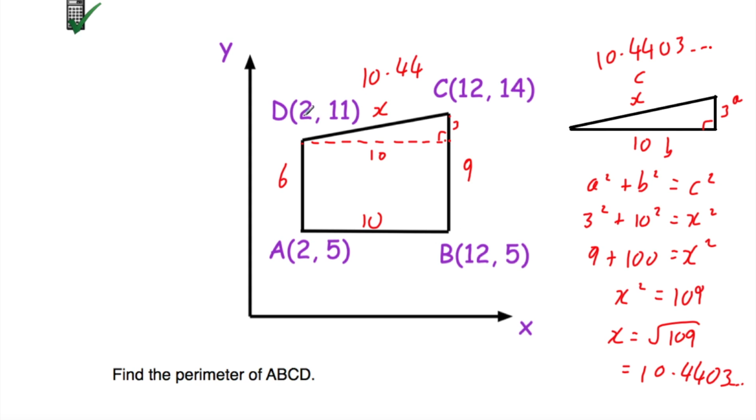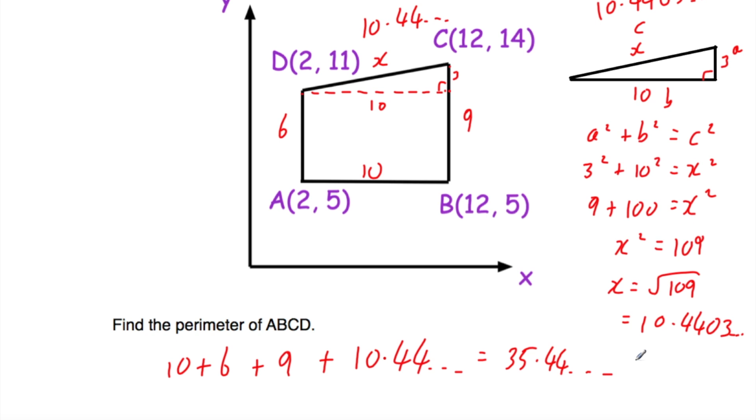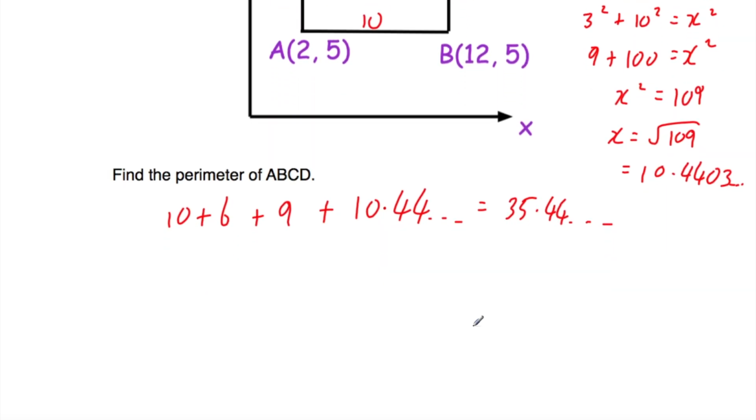So if we wanted to find the perimeter of ABCD, we just need to work out 10 plus 6 plus 9 plus 10.44, or we could use the full version of it, 10.4403 and so on. And if we add them up, we get an answer of 35.44 and so on, or we could round it to 2 decimal places to be 35.44, and that's it. So the perimeter of ABCD to 2 decimal places would be 35.44.